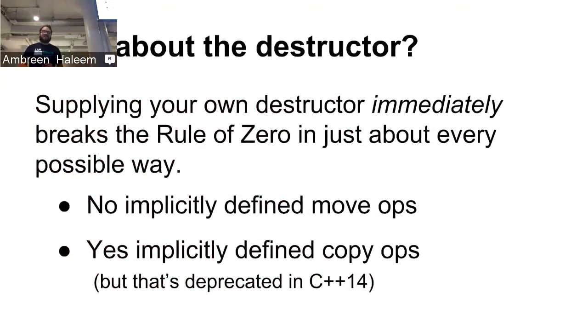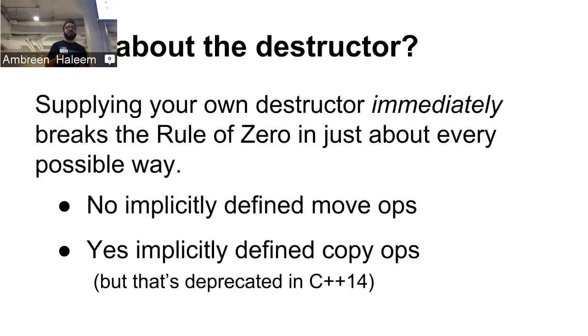So what about the destructor? If I give my class a destructor, I have now completely broken the rule of zero, right? I have a 1, so that's more than 0. And now as soon as I have that, it's going to turn off pretty much all the defaults that I would otherwise be getting implicitly. You don't get your implicitly defined move constructor or move assignment operator. You do get copy assignment and copy construction. But as of C++14, that's deprecated and probably going to go away, I would say, in 17.